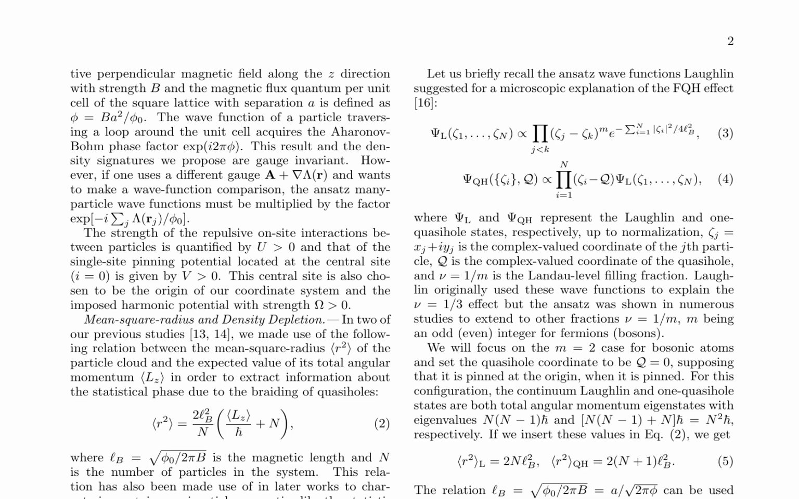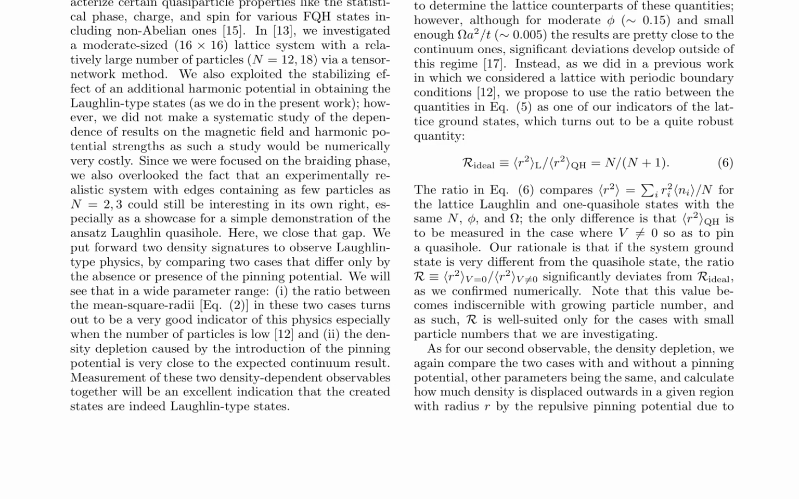Furthermore, the ratio between lattice Laughlin and quasihole states emerges as a telling indicator of the lattice ground states, providing a valuable diagnostic tool for characterizing topological phases. The researchers employed a combination of analytical and numerical techniques to elucidate the intricate interplay between the Aharonov-Bohm phase factor, density signatures, and Laughlin-type states.